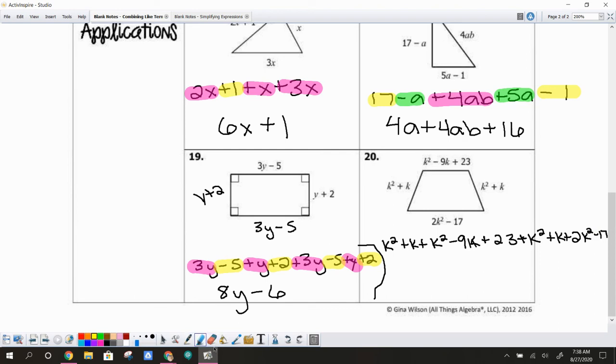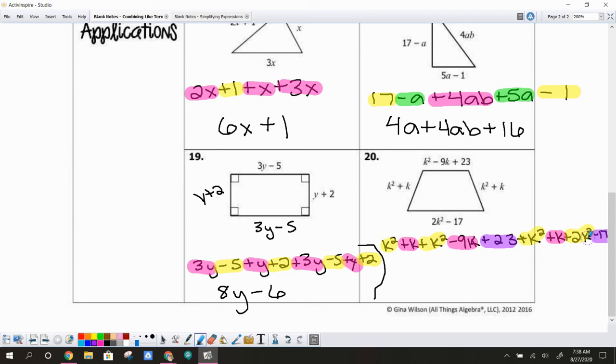All right, so there's a lot of terms here. So we're going to highlight. I'm going to do all my k squareds in yellow. K squared, k squared, k squared, k squared. And then I'm going to do my k terms in pink. K, k, k. And then my constants I'll do in purple.